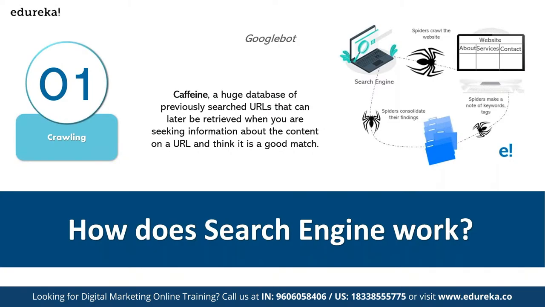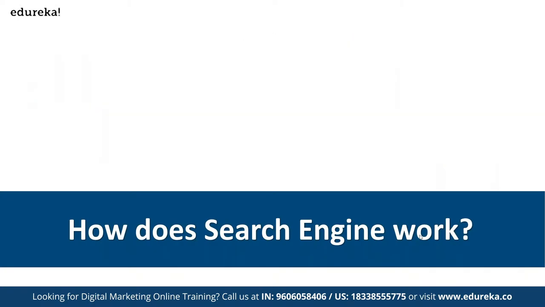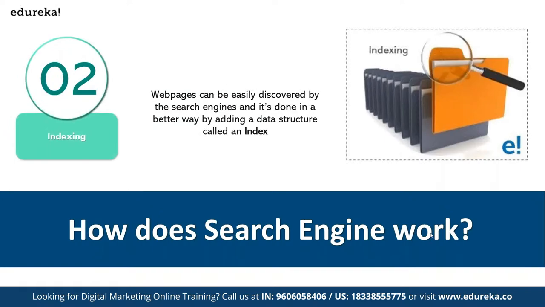Now, once this crawling is complete, the next step is we'll perform the indexing. So these web pages which have been discovered by the search engine are added to a data structure and we call it an index. And this index would include all the discovered URLs along with a number of relevant key signals about the contents of each URL, such as keywords, content, freshness of the page, previous user engagement, and so on. So all those things will be utilized over here.